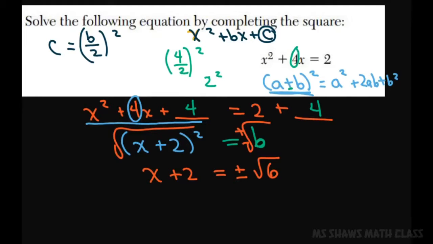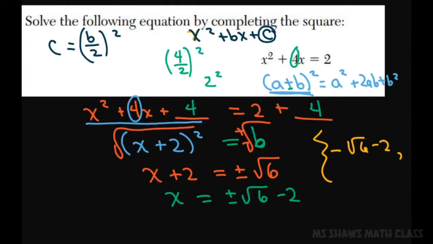And to completely solve for x, you're going to subtract 2 from both sides. So you have x equals plus or minus square root of 6 minus 2. And so you have two solutions. And if you want to split them up, you could write negative square root of 6 minus 2, comma, and then positive square root of 6 minus 2.